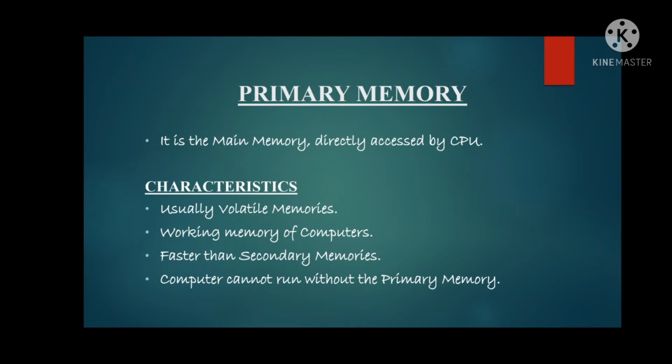and ROM is non-volatile. It's a bit opposite of RAM. The second characteristic is that it is the working memory of computers, and it's much faster than the secondary memories. A computer cannot run without the primary memory because that is the main memory, isn't it? So this is all about primary memory. I'm just giving you the main things so that you will understand it in a simple and easy way.